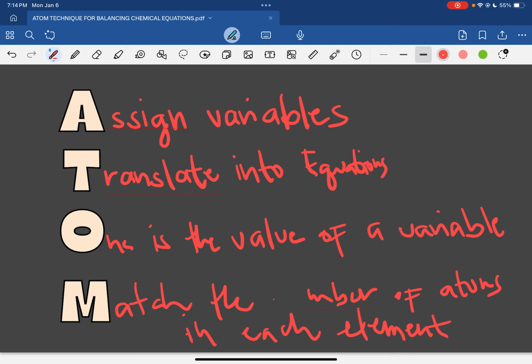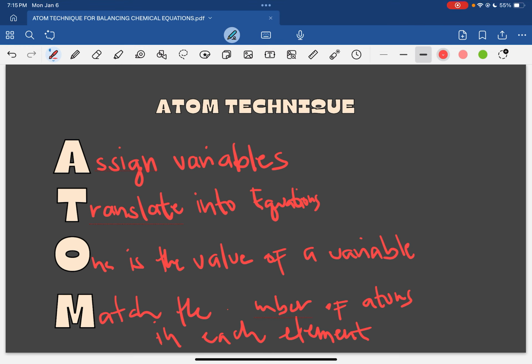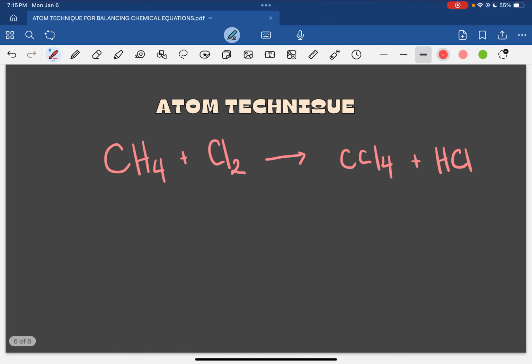So how does this work? We're going back to the previous example that I gave you: the reaction between methane and chlorine to produce carbon tetrachloride and hydrochloric acid.